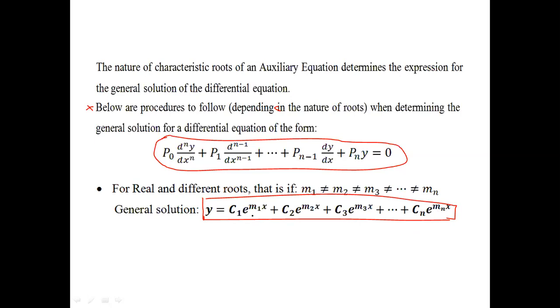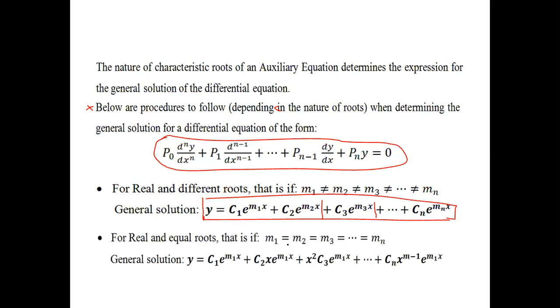So if it has 2 roots, then this equation will just end here. If your characteristic equation has got 2 roots, then your solution will just end here. If it has 3 roots, it goes up to that stage. So it goes on and on depending on the number of characteristic roots that you find. Okay, let's look at the second case.